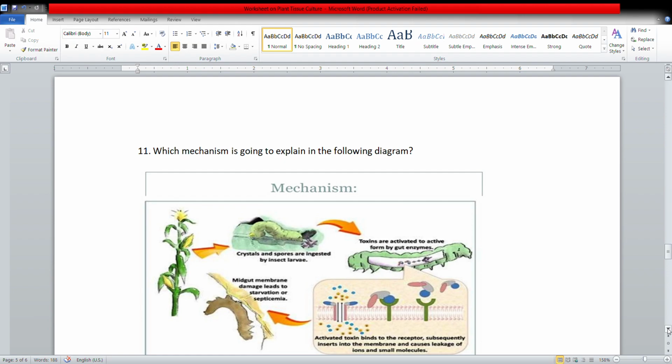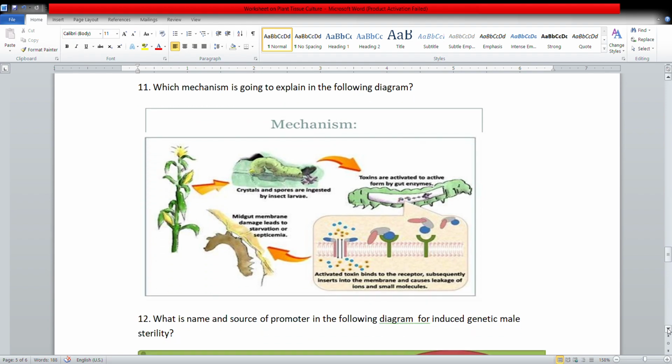So in this way we can protect cotton plants or any plants that are going to be affected by cotton bollworm or pink bollworm, and enhance the production of cotton.